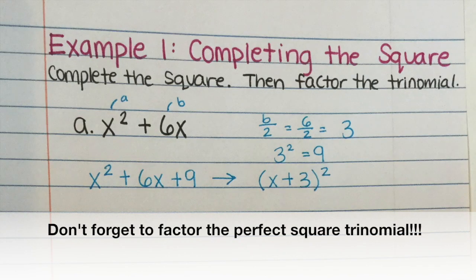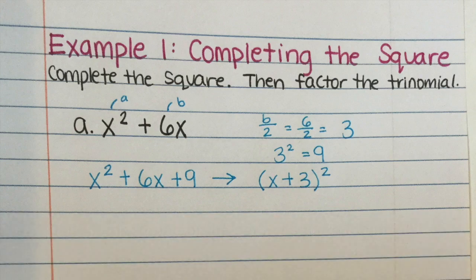The problem asks us to complete the square, which we've done. Now we want to factor the trinomial. We have a perfect square trinomial because 3 squared is 9 and 3 plus 3 is 6. So we represent that as the quantity x plus 3 squared. We have now completed the square and also factored the trinomial.